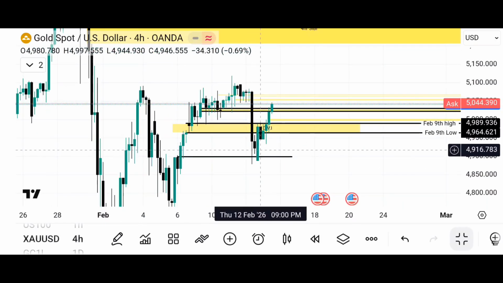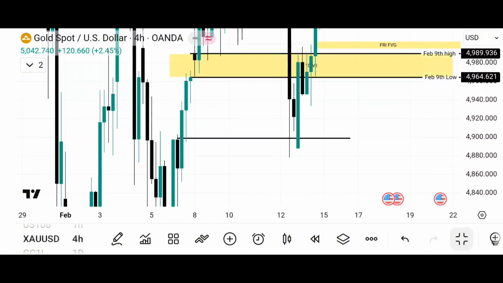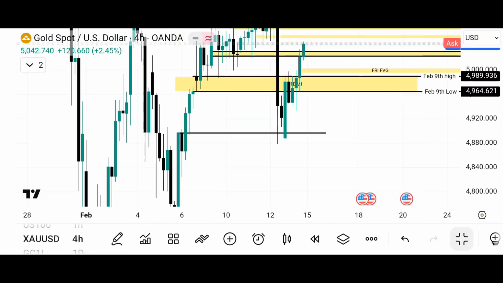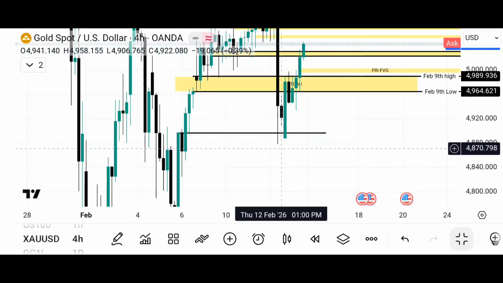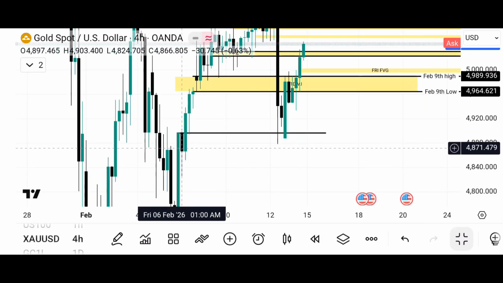Now you see how price respects it, and price doesn't. If you watched my previous video on Nasdaq where I talked about price not trading and closing below the midpoint of the order block.